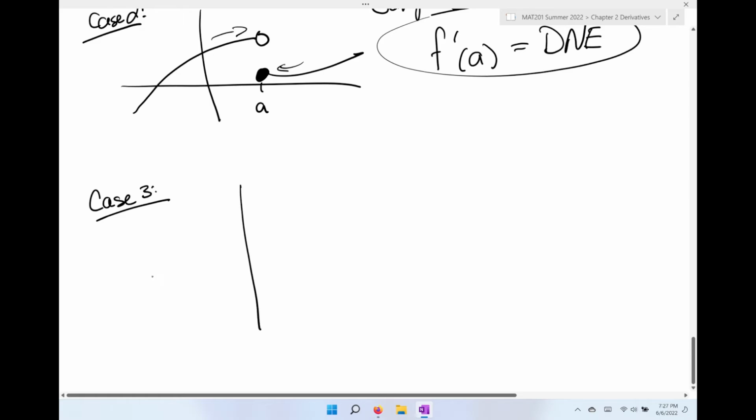Okay? And then the final case, case 3, is right here. And we call this a vertical. Oh, let me draw a little more.